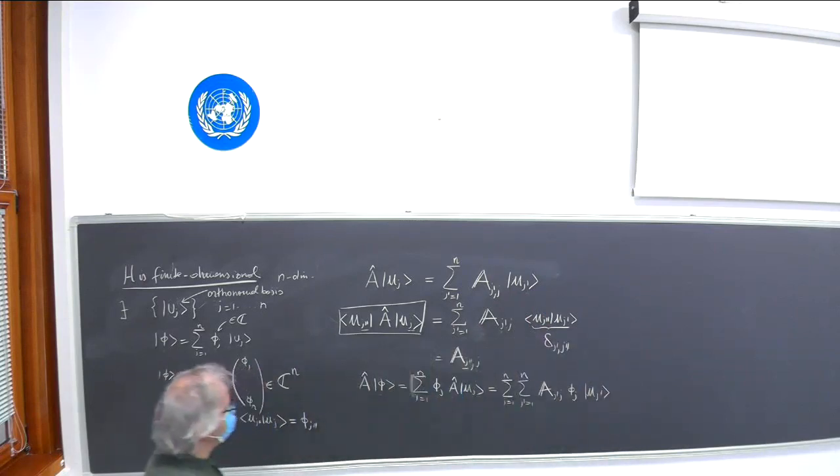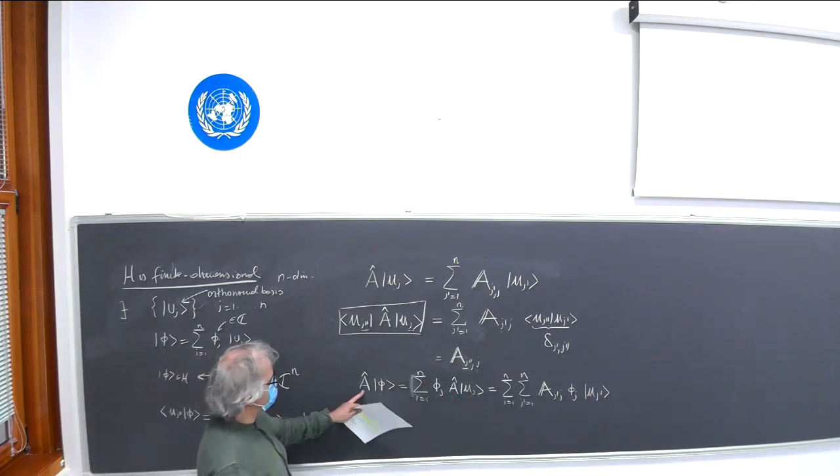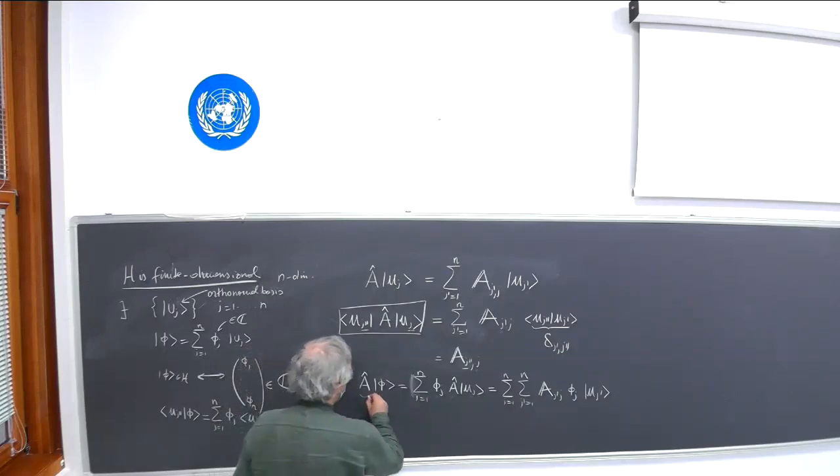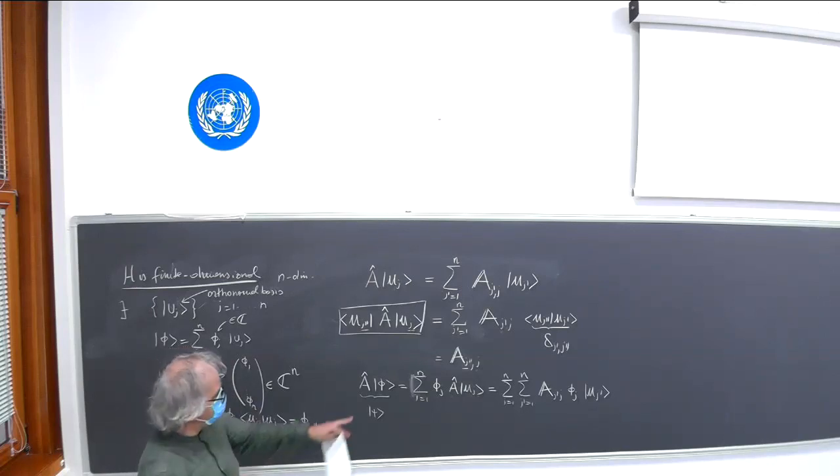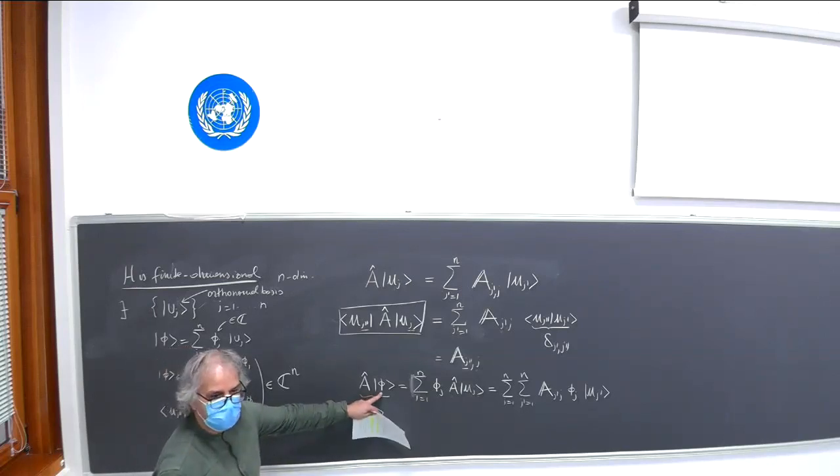Okay, very good. So this is an operator acting on a state, which means it's a vector. Let me call the vector psi. It's the vector that you obtain by applying the operator to phi.